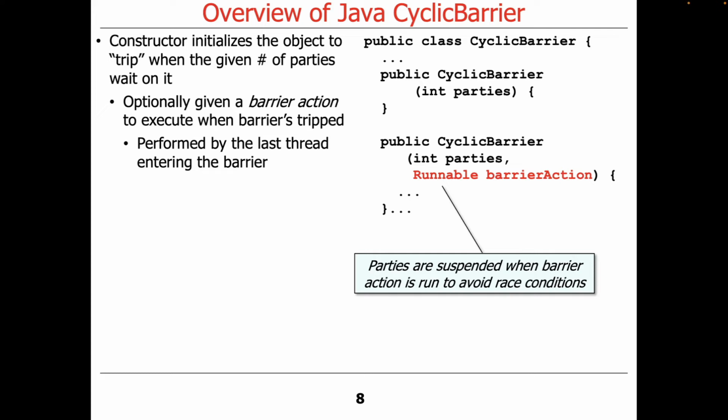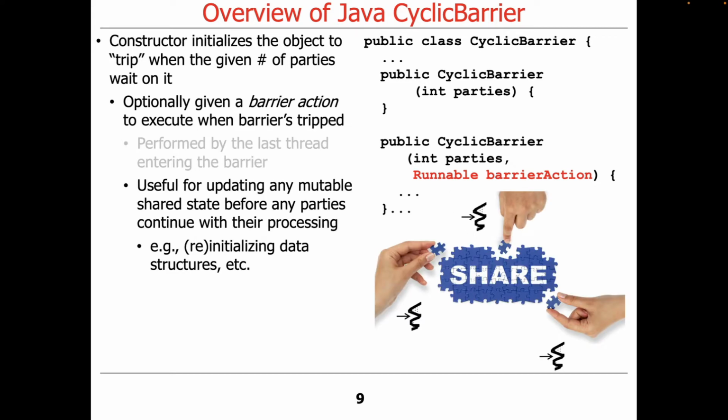You've got a bunch of threads running. We don't want to worry about modifying shared mutable state without ensuring that it's properly protected. And why do we use the barrier action? It's used to update any mutable shared state before any parties continue with their processing. The typical thing you do with a barrier action is you initialize or reinitialize data structures that are shared by the various threads. And we'll see that there are some other variants of doing similar kinds of things to a barrier action, but they're not quite identical.